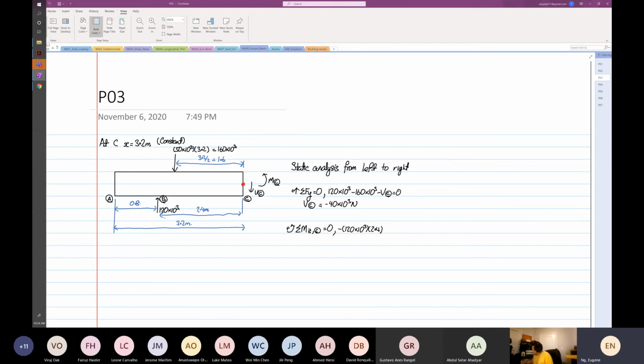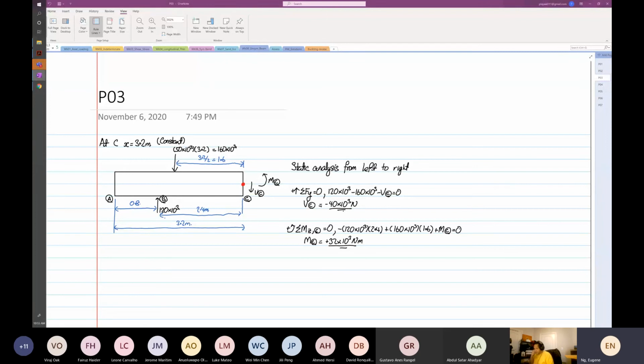Then the distributed load is going anti-clockwise. 160 times 10 to the power of 3 multiplied by the 1.6 distance. Then we add the moment about point C, and the whole thing is equal to 0. So the moment about point C will be equal to 120 times 10 to the power 3 times 2.4 minus 160 times 10 to the power 3 times 1.6. So it will be equal to 32 positive, times 10 to the power 3 Newton meter. Okay, so that is our constants.